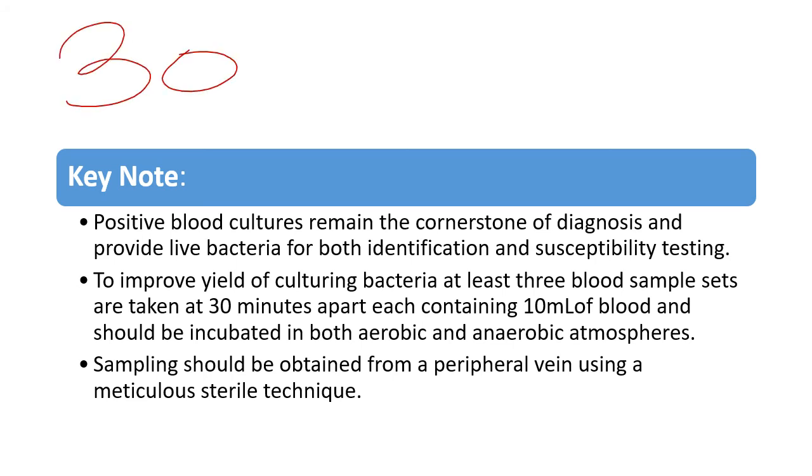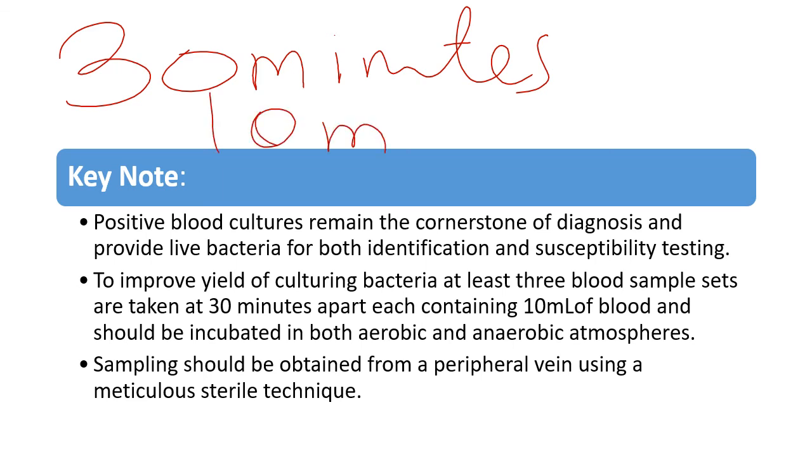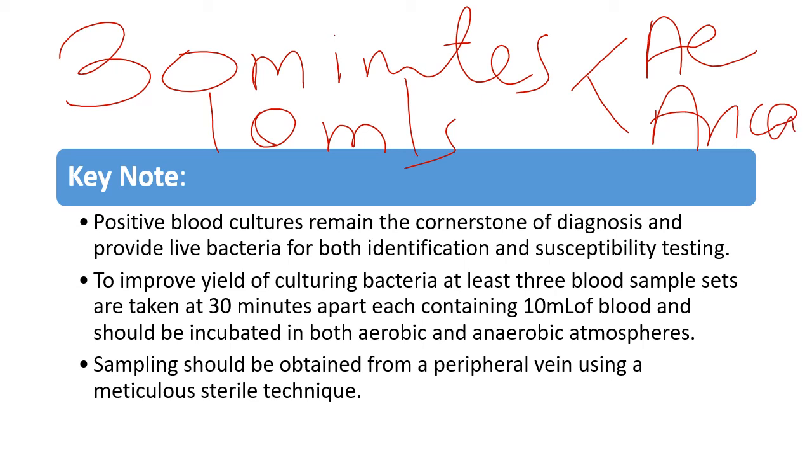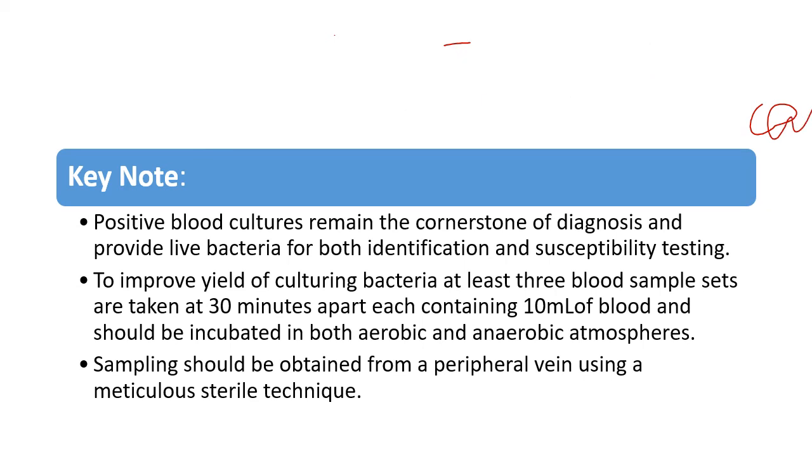because we need to do 3 blood cultures. So we need to take at least 3 samples of blood, and these samples should be taken 30 minutes apart, and each sample should contain at least 10 ml of blood, and the incubation should be done in both aerobic and anaerobic. Of course, these are conditions which improve the results of blood culture.